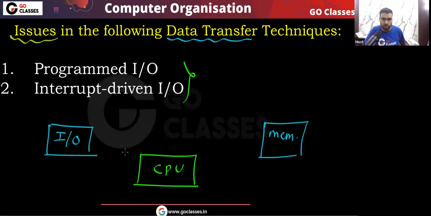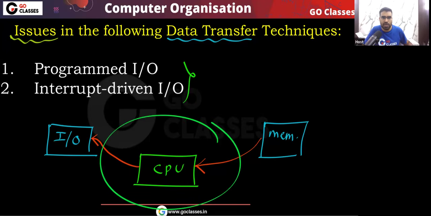Or if you want to transfer the data from main memory to IO device, then what will happen? First the data will go from main memory to CPU register. First we will load the data from main memory to CPU register, and then we will store the data in the IO. So in both the techniques, this is what happens, that CPU is involved in the actual data transfer.